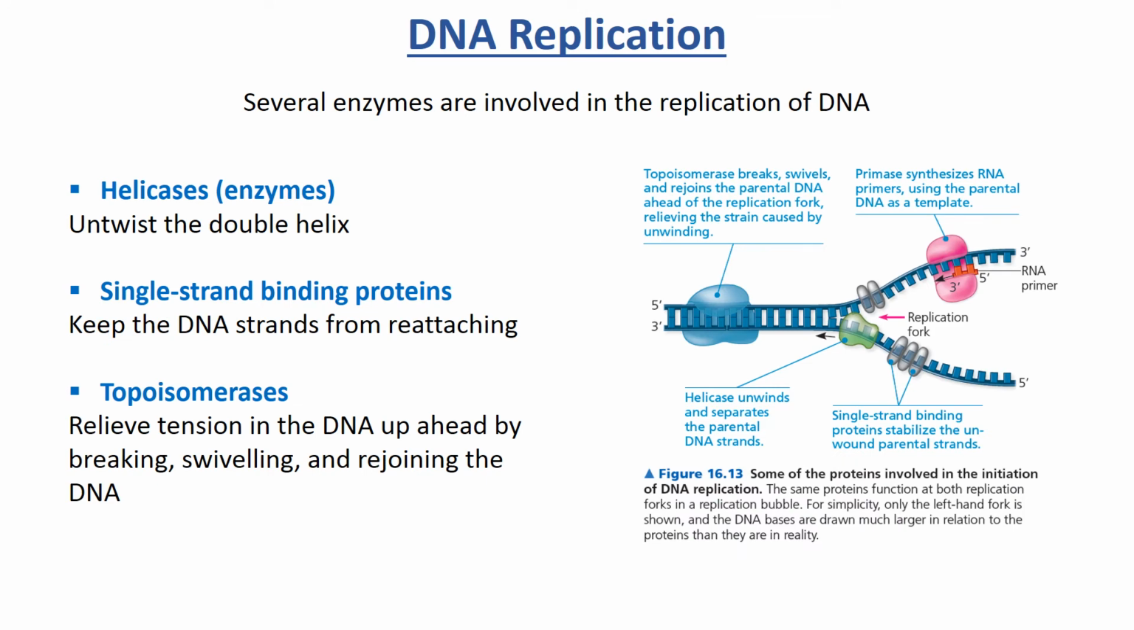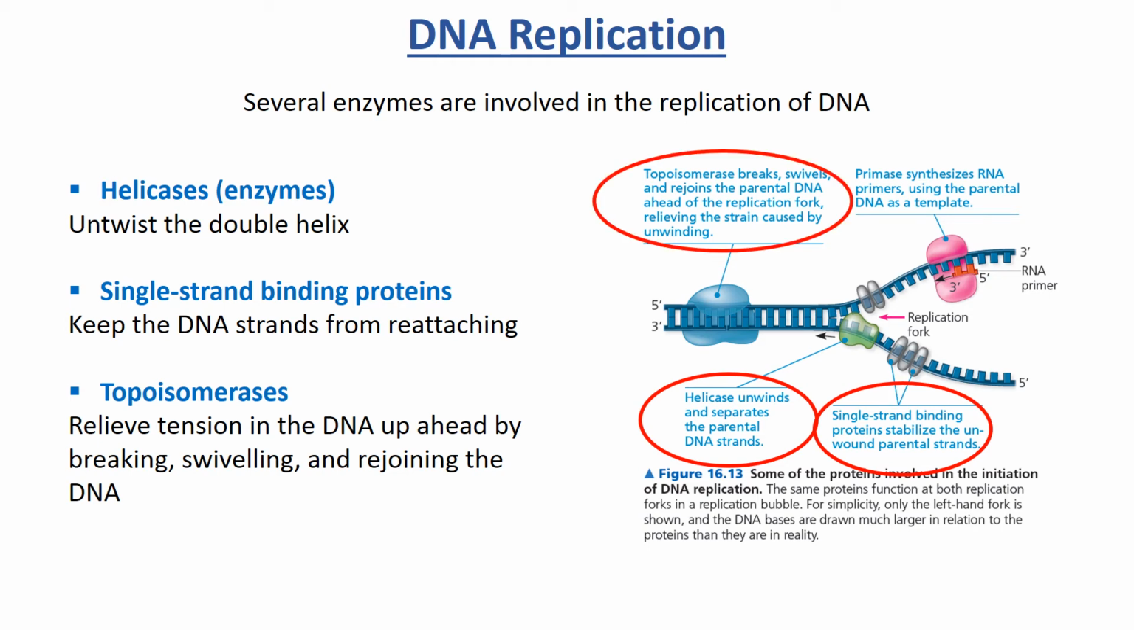There are several enzymes and proteins that are involved in DNA replication. This includes helicase enzymes, which are able to untwist and unwind the double helix prior to replication. Once the DNA unwinds, another family of proteins known as single-strand binding proteins bind to the DNA and prevent the single-stranded DNA from reattaching.